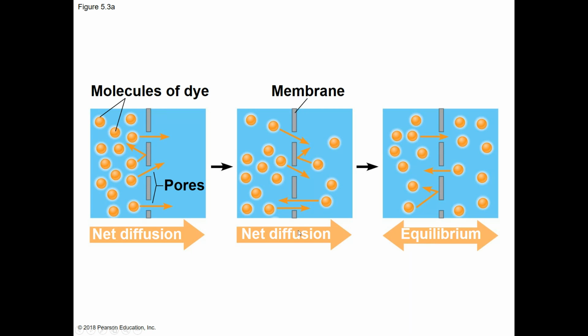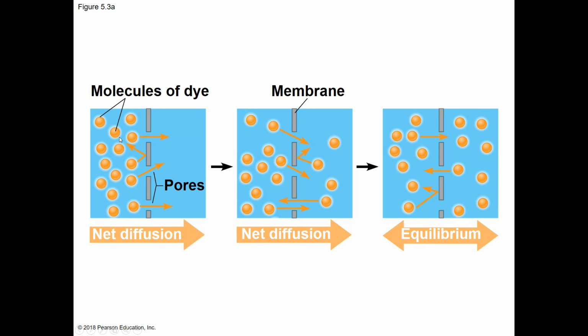And now here's where some students get confused. They think that, well, once it's all spread out, then everything just stops. No, because particles are always moving. So even after everything is spread out evenly, particles will still move back and forth and back and forth. So even at equilibrium, where we have equal solute concentrations on both sides of a membrane, we'll still see some movement across the membrane.